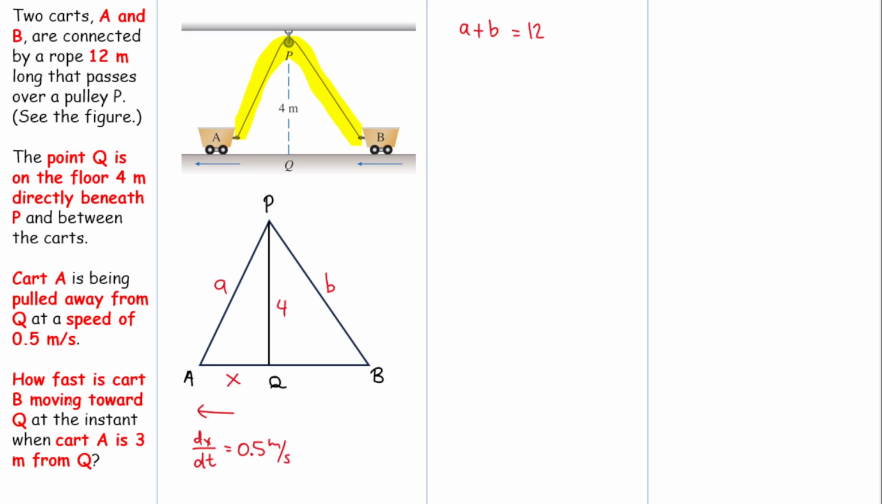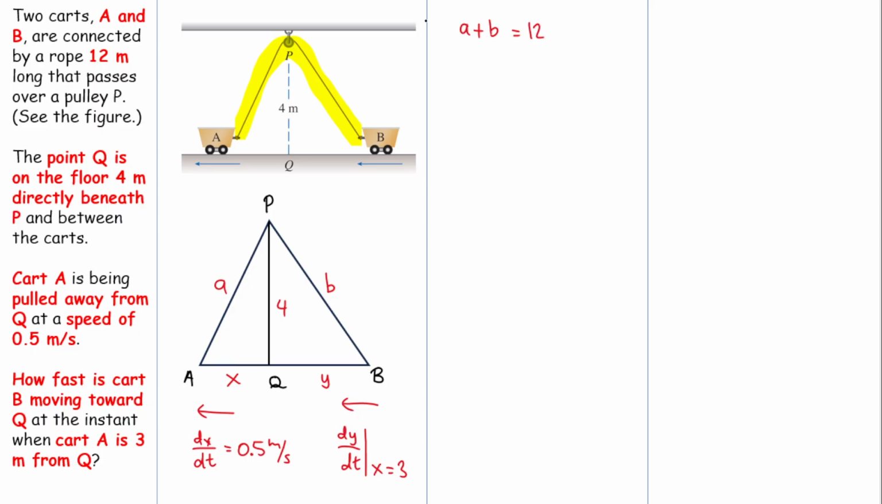How fast is card B moving toward Q at the instant when card A is 3 meters from Q? Okay, let's name this as y. And the question is asking us about this speed here, which is dy dt. And that happens when x, the distance from A to Q, is 3 meters. So I will have x equal to 3. Good.